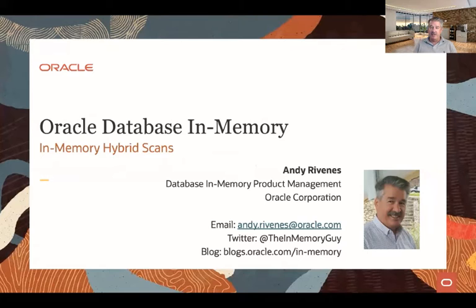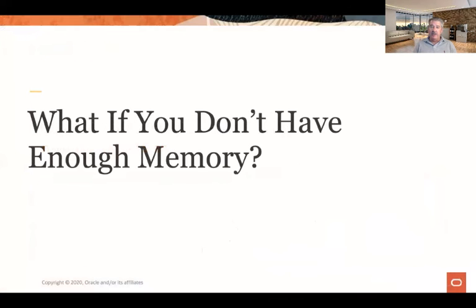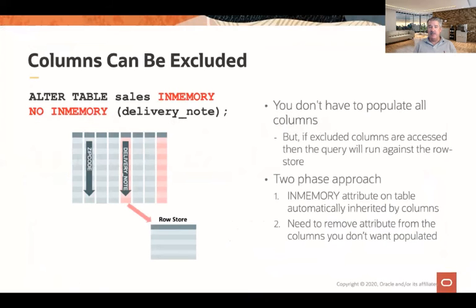I wanted to talk to you a little bit about a new feature we're calling in-memory hybrid scans. So what if you don't have enough memory in the column store? What can you do? One of the options is to exclude columns. You can literally say ALTER TABLE sales NO INMEMORY, and then list one or more columns, and those columns will be excluded from population in the column store. This can save a considerable amount of space, especially for columns that are fairly large, but that you're not doing reporting on. And so the question becomes, what happens if you access those columns that you've excluded?